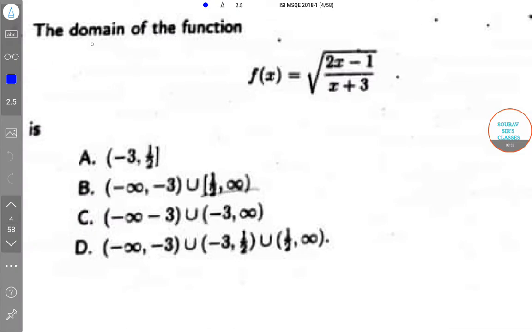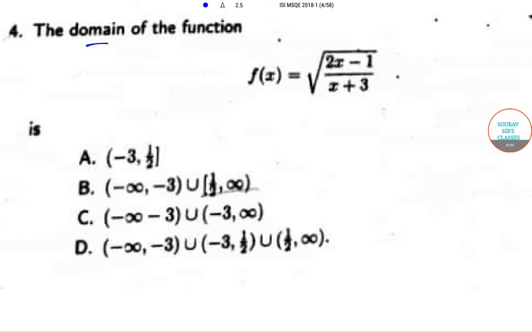The next question is, the domain of the function f(x) is equal to root of (2x minus 1)/(x plus 3) is. Now, since this term (2x minus 1)/(x plus 3) is inside the root, this has to be positive. Now it can be positive when both the numerator and denominator are positive, or both the numerator and denominator are negative. That is, the numerator and denominator need to be of the same sign for this to exist.